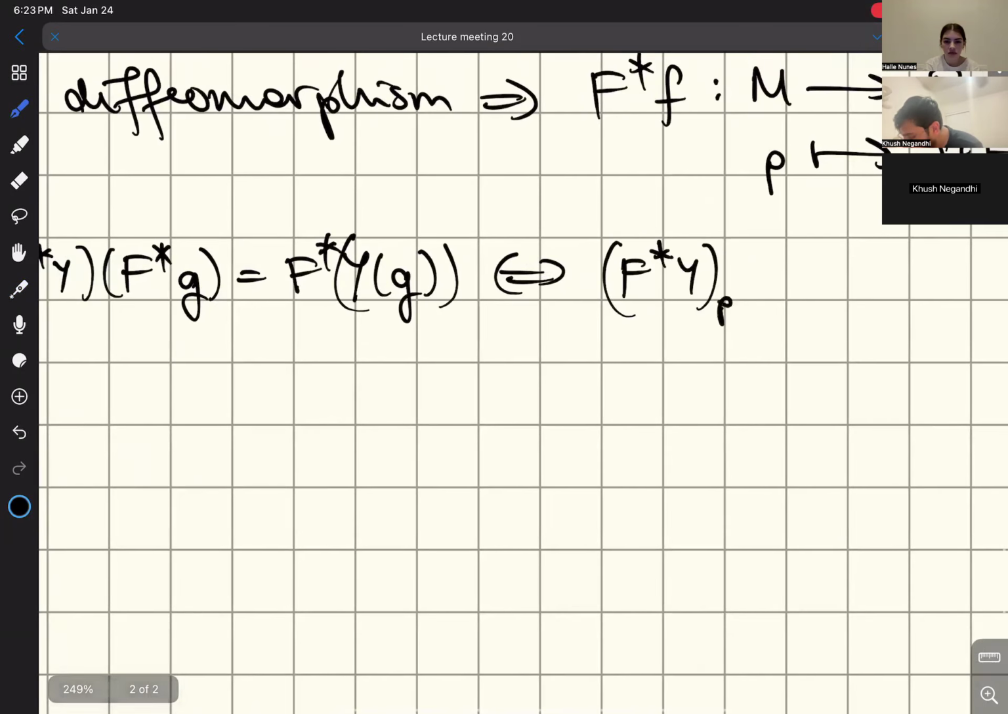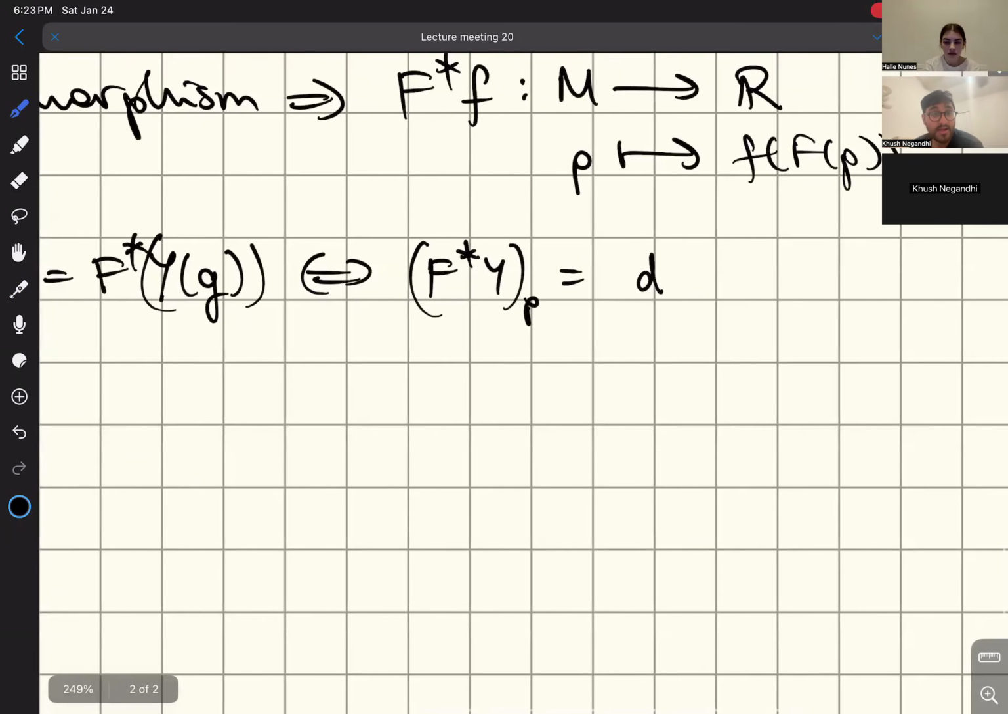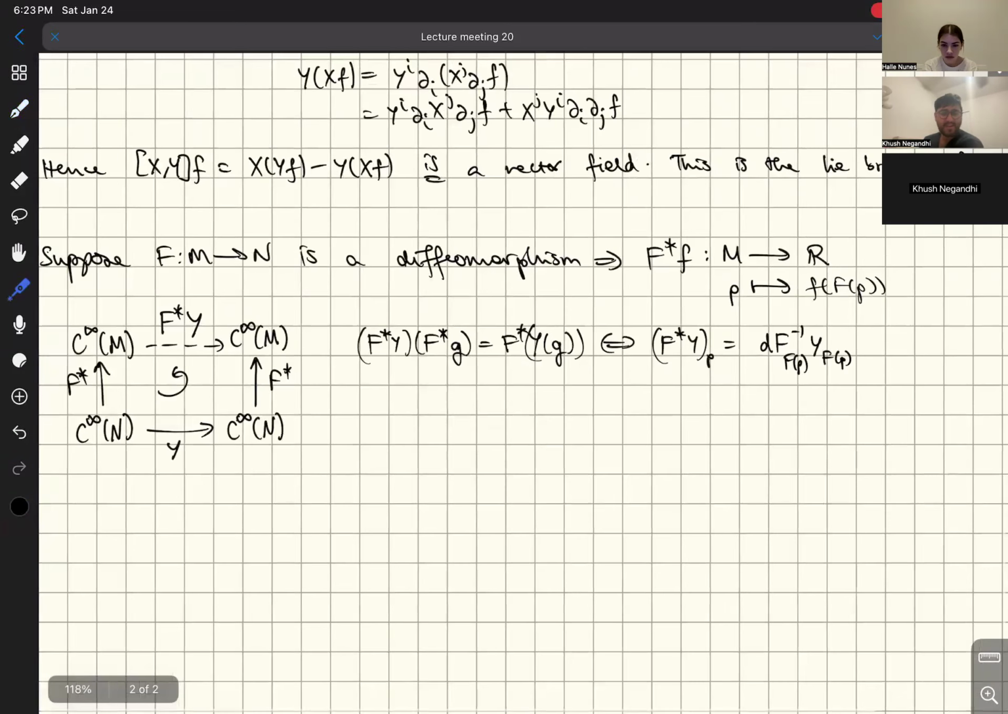Concretely, the pullback is just defined by taking the derivative of f inverse at the point, and applying it to Y. So this should be f of P. Because this is a diffeomorphism, I can take the derivative of the inverse and then apply the vector field at that point. Maybe this definition might help. But it turns out this commutative diagram actually gives you all the information you need about the vector field.